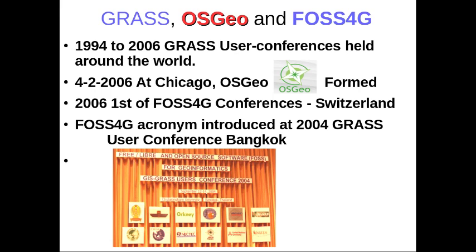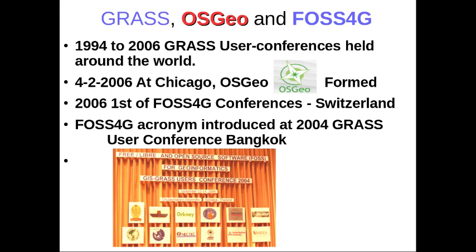1994 to 2006, GRASS user conferences were held around the world, and in 2006, in Chicago, the OSGEO was formed by a meeting among a group of researchers and scientists in a hotel. So in 2006, the first FOSSGIS conference was held in Switzerland. FOSSGIS is the name of the conference, and OSGEO, Open Source Geospatial, is the international organization.